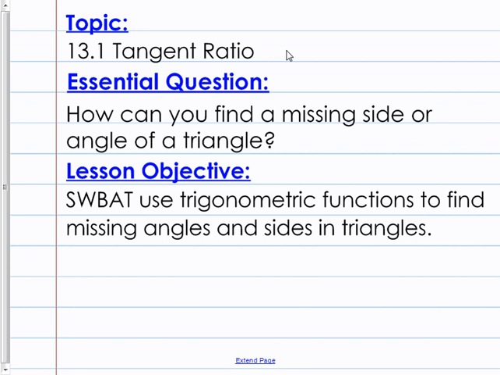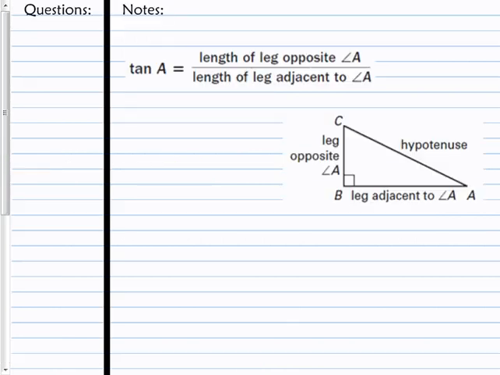Our essential question is, how can you find a missing side or angle of a triangle? And our lesson objective is that you're going to be able to use trigonometric functions to find missing angles and sides in triangles. And I love the information that we're going to be learning the next couple of lessons. To me, it really is the heart of geometry, although we're talking, I guess, technically about trigonometric functions. But it's a lot of fun, and I hope you will think so too.